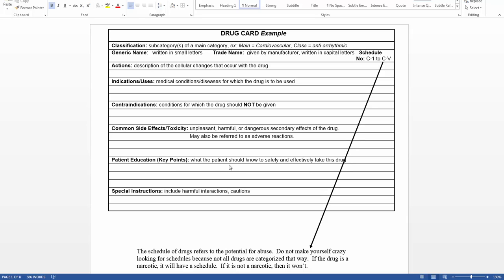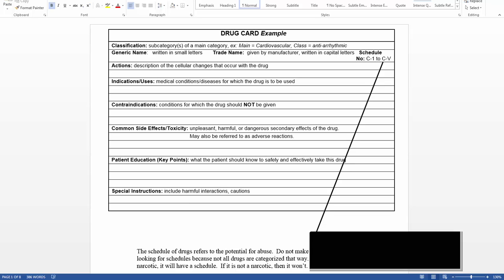Patient education. These are things that patients should know to safely and effectively take the drug. For example, do not take this medication and have sun exposure. Do not operate heavy machinery. It may cause drowsiness. Those sorts of things. And any special instructions that you can find. If you stick with these categories, you'll be fine with your drug cards.